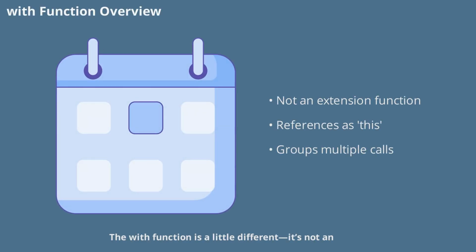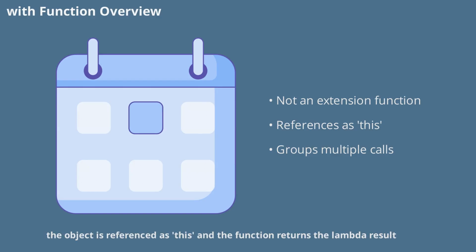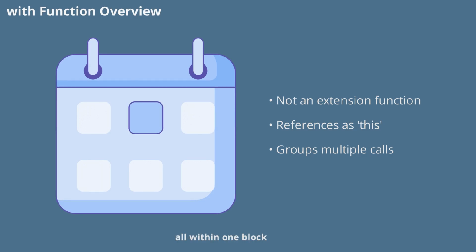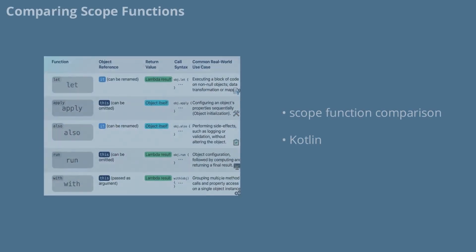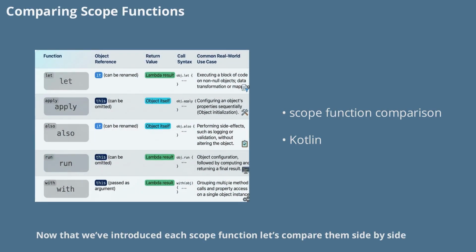With function is a little different. It's not an extension function, but takes the object as an argument. Inside with, the object is referenced as this, and the function returns the lambda result. With is great for grouping multiple method calls on a single object, making your code more readable and organized. Imagine you're working with a document and want to perform several operations in sequence, which lets you do this cleanly, all within one block.